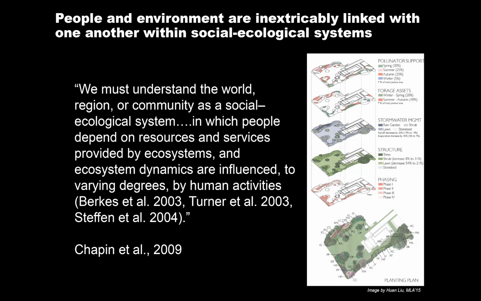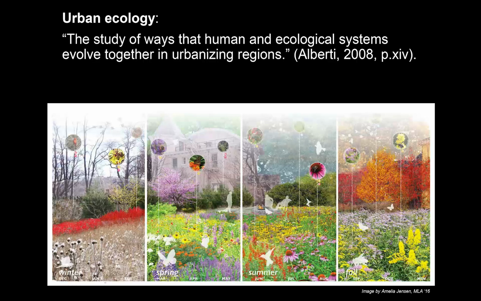I think actually the sciences already understand this. A number of you are into sciences right now. There's the science of urban ecology. It's a relatively young science. But the notion that it's defined by one of the leaders in urban ecological thinking, by Alberti, is this. It says, it's the study of ways that human and ecological systems evolve together in urbanizing areas. This is part of how we need to understand how we work and act.